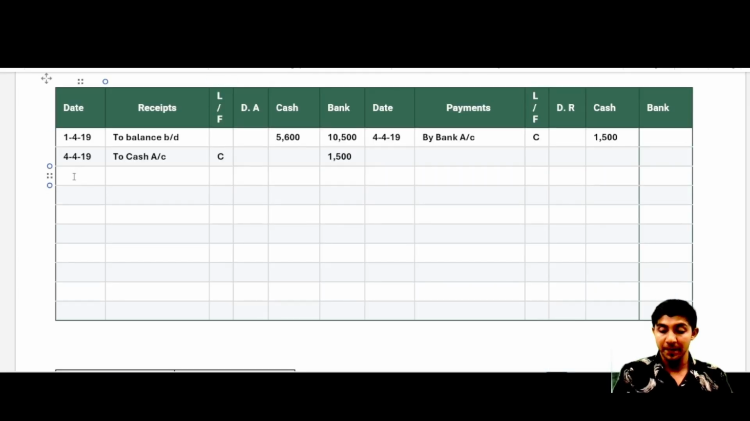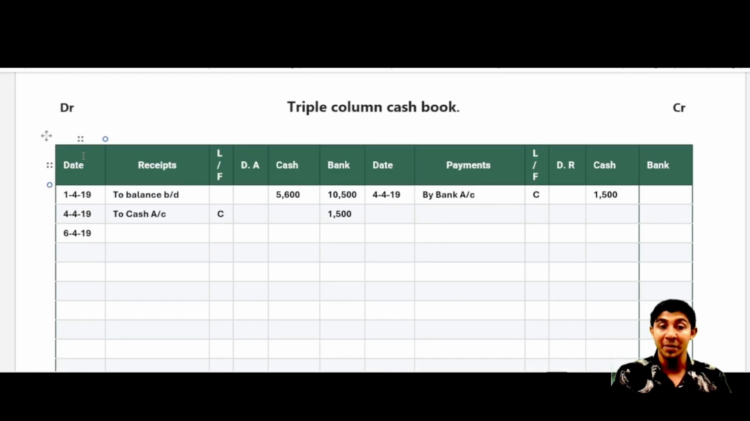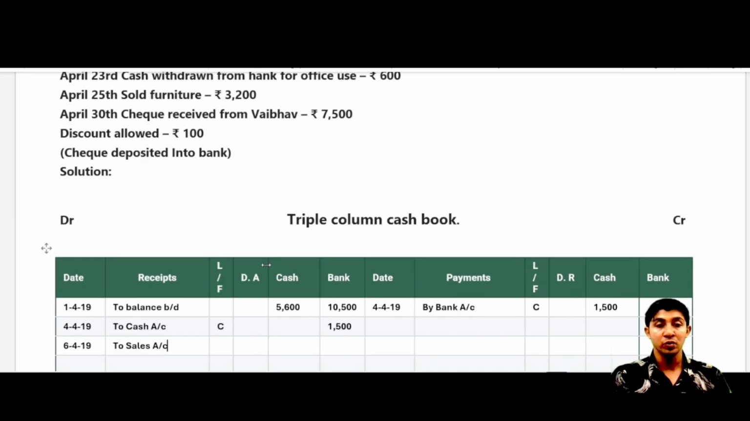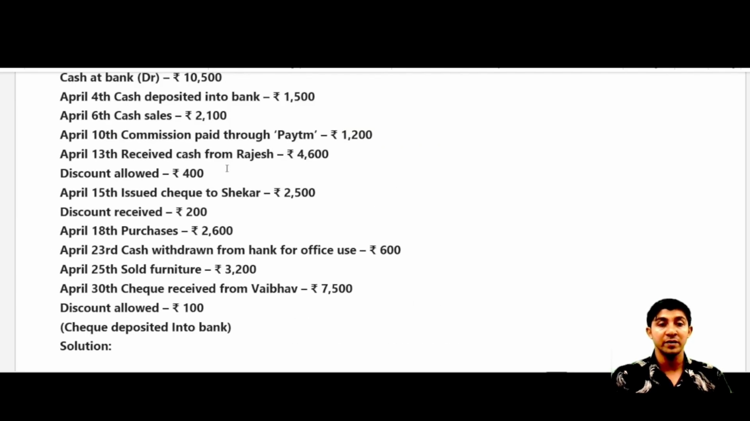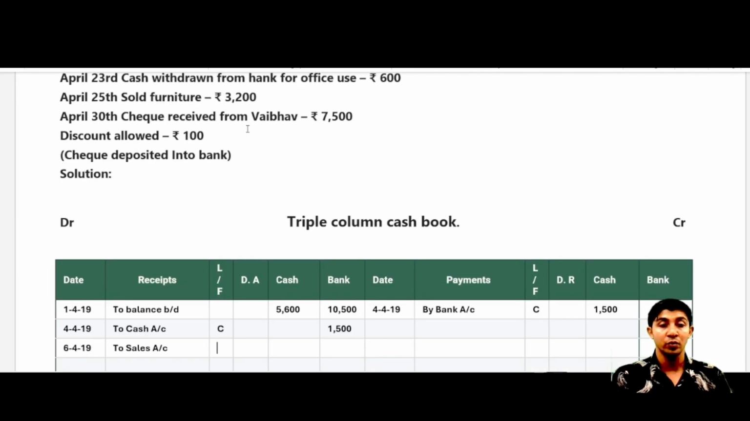Now let us move towards the next transaction, that is on 6th April cash sales. 6th April 2019. Why we are writing this transaction on the debit side? Because आप गुड्स बेचे और आपके बिजनेस में पैसे आए, तो जब कभी भी बिजनेस में पैसे आएंगे we need to record that transaction on the debit side. ठीक है, रिसिप्ट साइड हम रिकॉर्ड करते हैं. तो पैसे आने के पीछे रीजन क्या है? हम क्या करें? सेल करें, सेल्स अकाउंट, right? So what is the amount of cash sales? That is 2100.